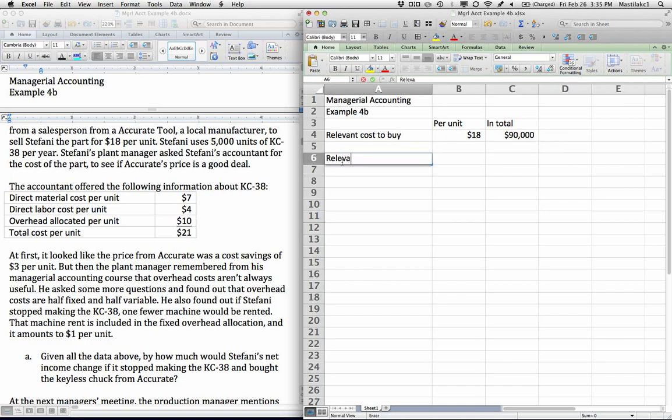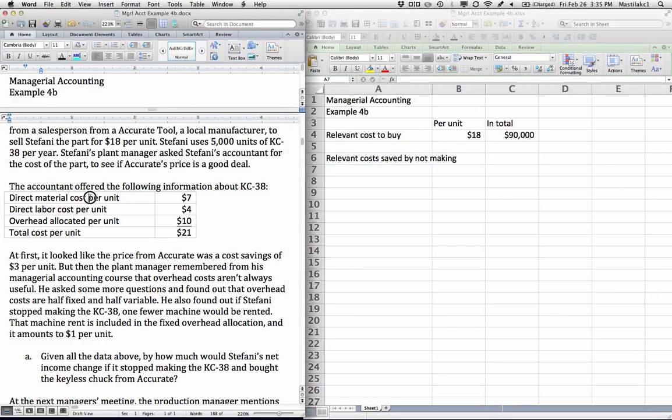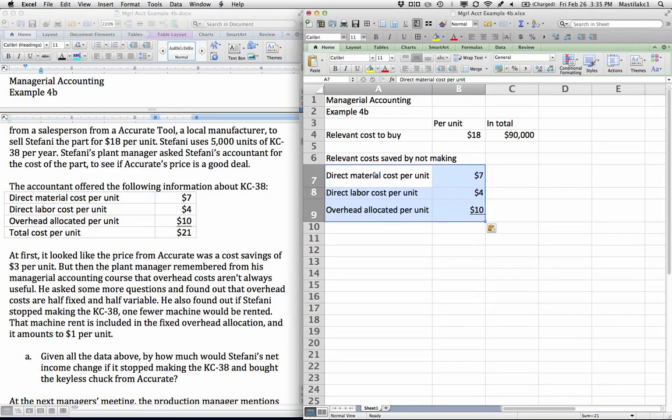But what are the relevant costs we save by not making the part any longer? And I'll make life a little bit easier, and I'll copy and paste a few of these rows here. So our material cost is $7 per unit, our labor cost is $4 per unit. Remember, our accountant told us both of those are variable, so we're going to save those costs.